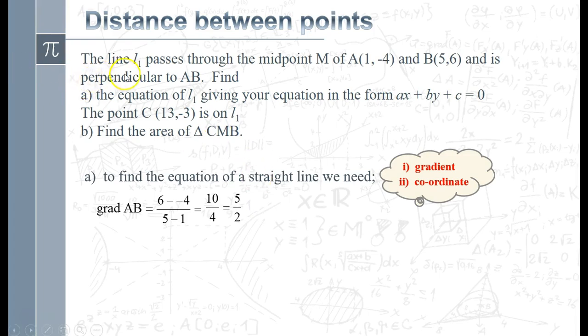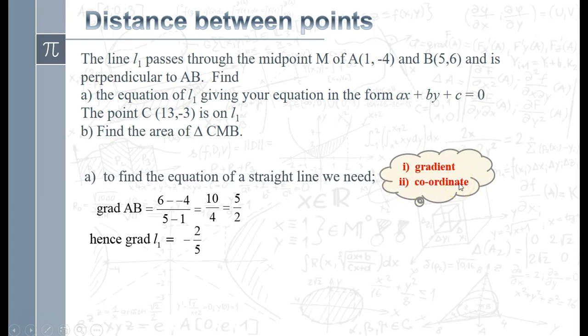And we're told in the question the line we want is perpendicular to AB. So using m1 m2 equals minus 1, that gives us the gradient of L1 is minus 2 over 5. So that's our first piece of information. We need the gradient, we've got that now. Let's go for the second piece of information.